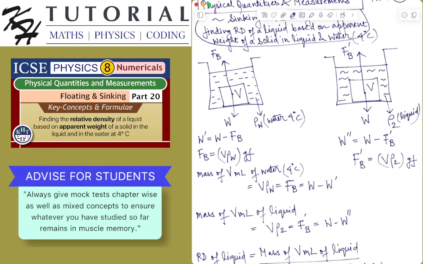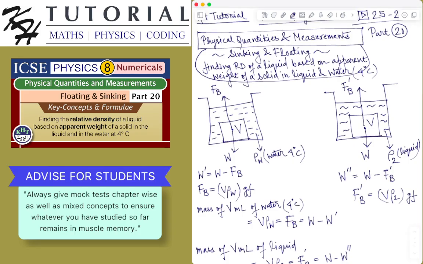I will try to solve 3 or 4 problems based on this video and the previous video, where I discussed how to find the relative density of a solid based on its apparent weight, its weight in air, apparent weight in water at 4 degrees centigrade, or its loss in weight in water at 4 degrees centigrade, and also how to find the relative density of a liquid based on the apparent weight of a solid in the liquid and water. Based on video parts 19 and 20, I will try to frame 3 or 4 questions and solve them. It will give you a better clarity of how to apply the concept.